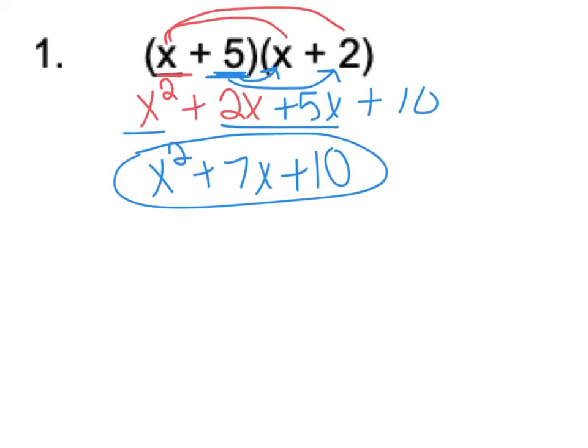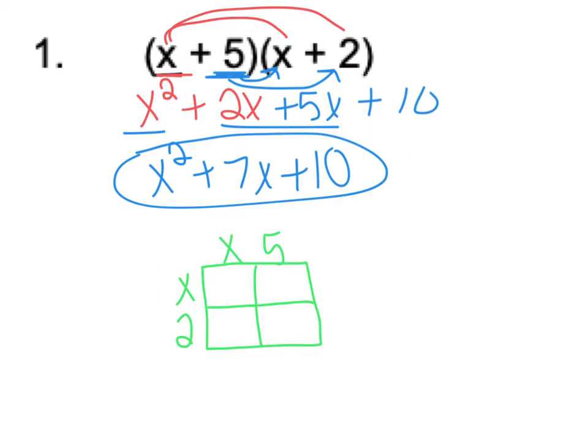So the other way you might have remembered from Algebra 1 is what's called the box method. And in Algebra 2 next year, you'll use the box method a lot. So I want to refresh you on how to do this also. So when we have x plus 5 times x plus 2, we put x and positive 5 on the outside of our box, and we put x and positive 2 on the inside of our box. And then we multiply. We say x times x is x squared. X times 5 is 5x. X times 2 is 2x, and 2 times 5 is 10.